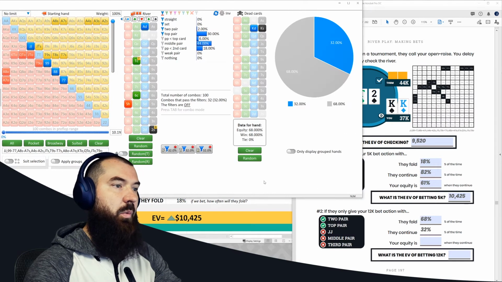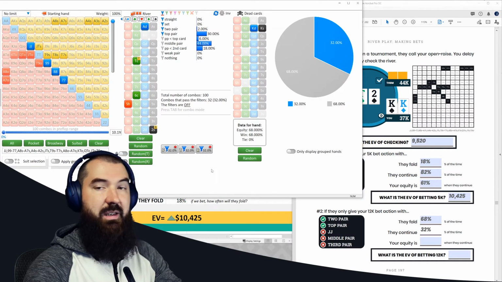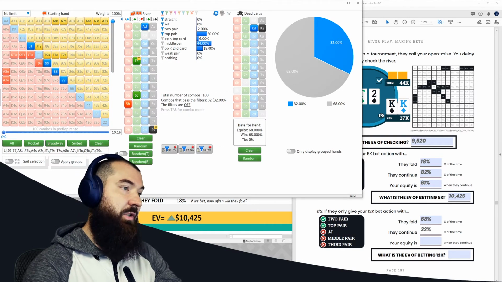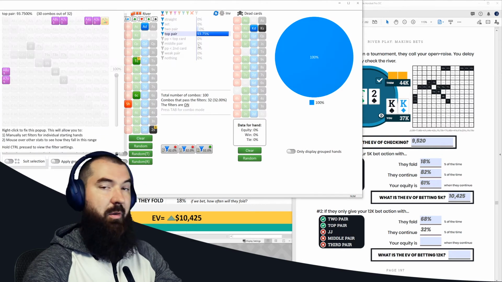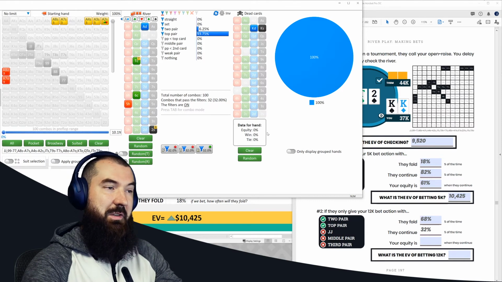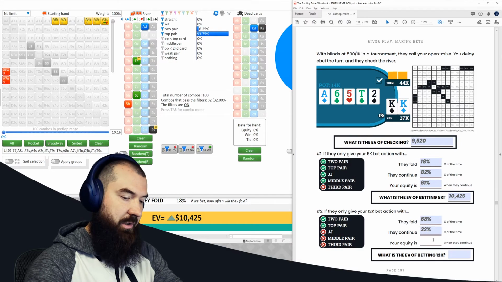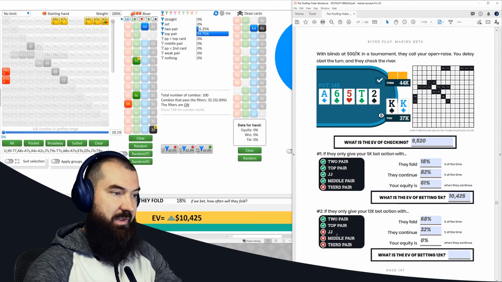And also what should be pretty obvious is that when we lock this in, our equity is going to be very, very different, right? Our equity was much higher when we were getting called by jacks and middle pair, and as such, our kings performed well. But in this situation, when we lock this in against top pair or better, we have 0% equity, right? Because we're not getting called by anything that we beat or even chop against. So in this situation, our equity is going to be 0%.